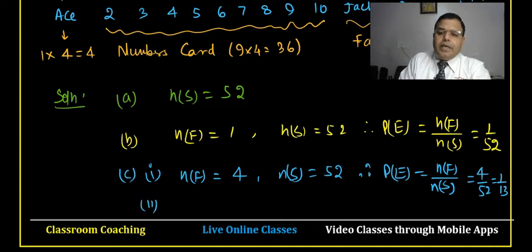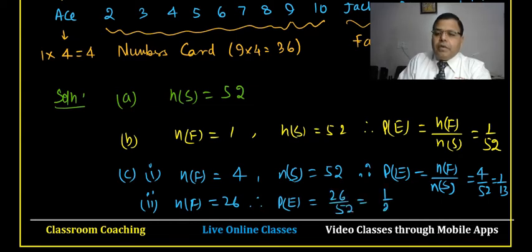And the second part is black cards. So here, how many black cards are there? 26. Half of them are black, you remember? And therefore, probability of the event is NF by NS, 26 by 52, that is 1 by 2. Answer. So I hope you got all these things, right?